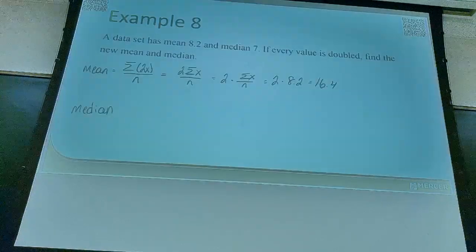Median, you use the exact same argument as before. If n is odd, then the median 7 is already a middle value and it gets doubled to 14. If n is even, your median is the average of the two middle values. Each of those values gets doubled, so you're doubling the old average, still 14. So the median also doubles.